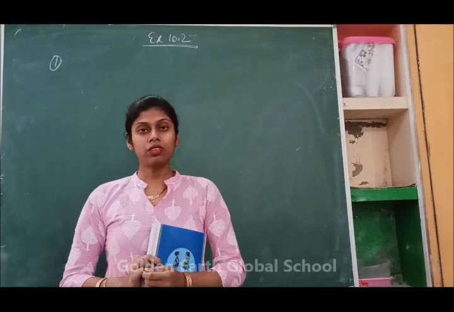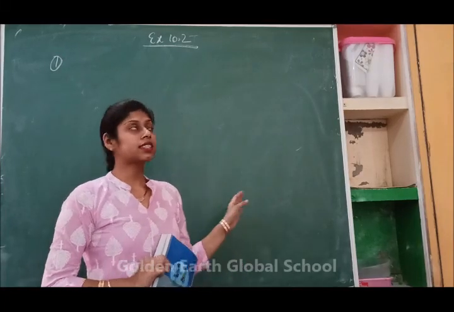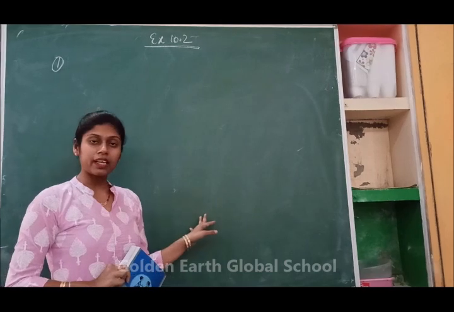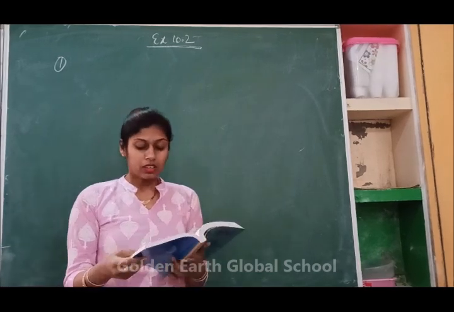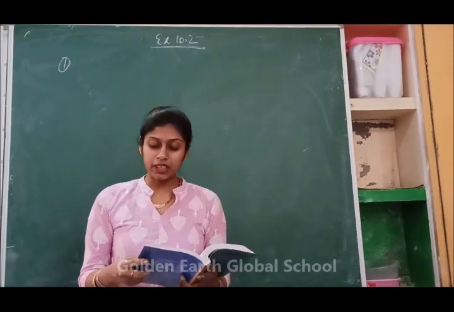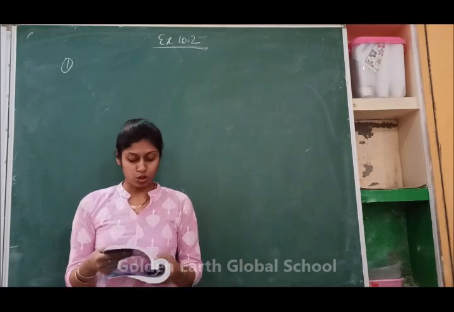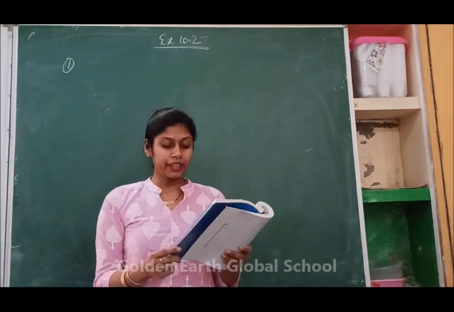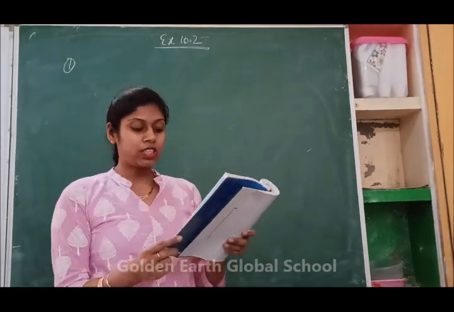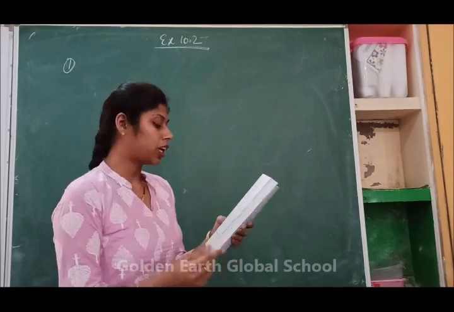Now we will start our next exercise, exercise 10.2 of chapter 10, Circle. Clear? Open page number 213. Read the statement of the first question. From a point Q, the length of tangent to a circle is 24 centimeter.